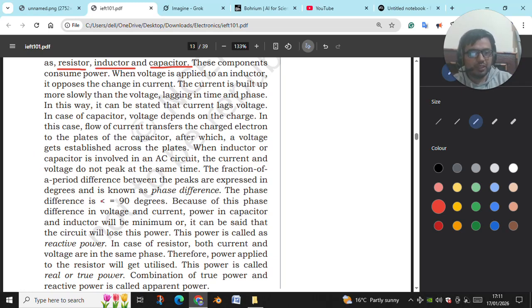The phase difference is less than 90 degrees. Because of this phase difference in voltage and current, power in the capacitor and inductor will be minimum, or it can be said that the circuit will lose this power. This power is called reactive power.